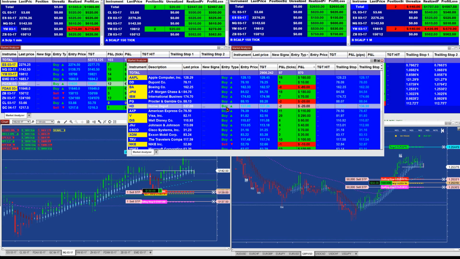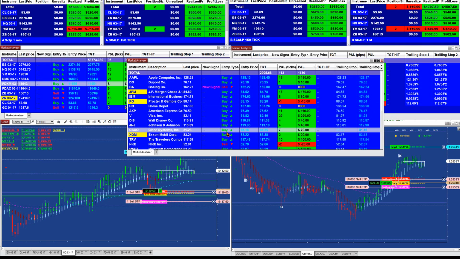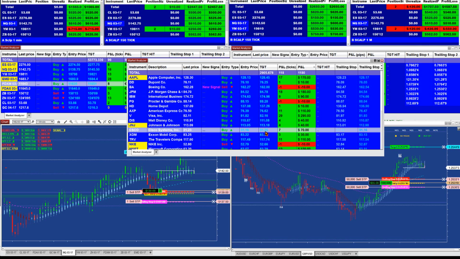Home Depot, we have 137, and we had an entry at 137. This is a new signal, and the target is 137.26, where you can use those targets also for the second day. And the Cisco, we have entry at 31.16, and target is 25. As you see now, we have a new signal here. That's why the number is low on the Boeing, and that will be fun to watch tomorrow.